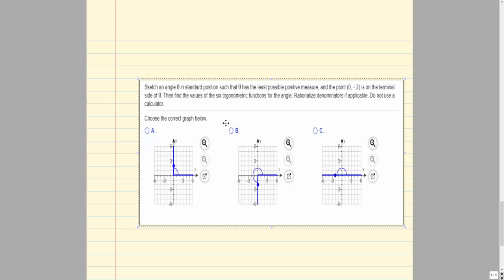The next one I want to look at, we're talking about the quadrants that we're working in, and within these quadrants we want to make sure that we can look at whether we're looking at a quadrantal angle and finding those values for sine, cosine, tangent as well. So for this example, we're going to be looking at the point (0, -2).